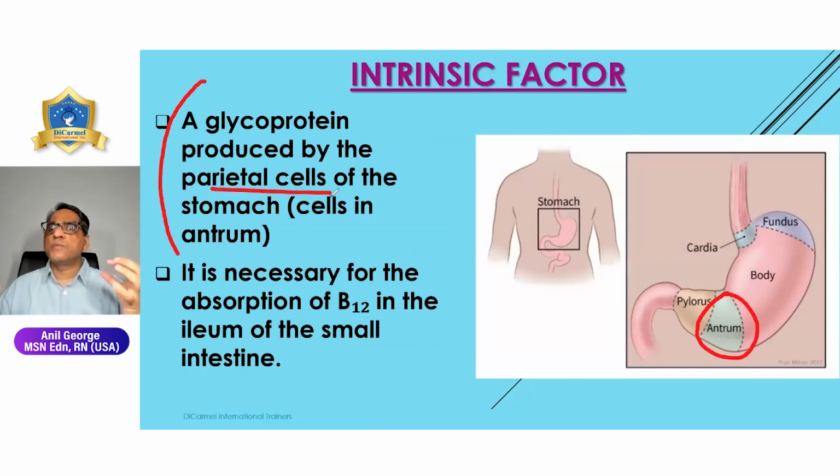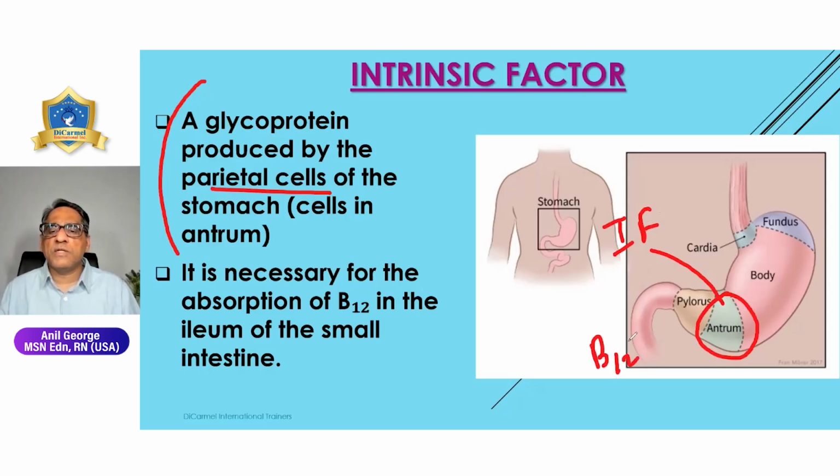And these are the cells which produce hydrochloric acid and intrinsic factor. So this is the cell. These are cells which produce intrinsic factor. That factor, IF, is required for absorption of B12 in the intestine. For B12 to be absorbed in the intestine, we need to have this intrinsic factor. So again, it's necessary for absorption of B12 in the ileum of the small intestine.